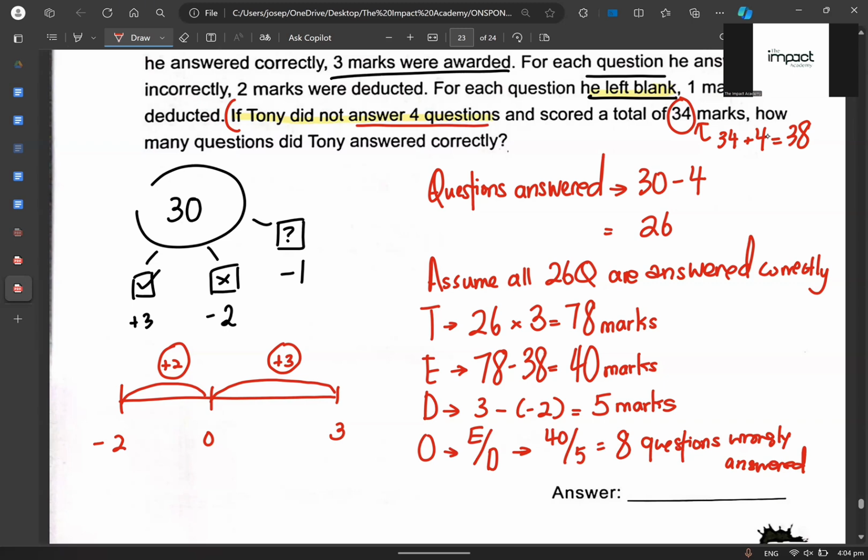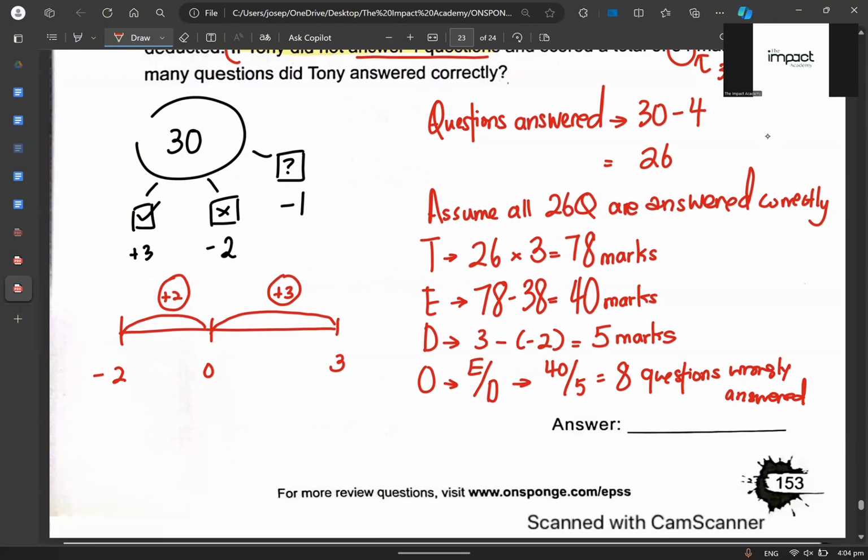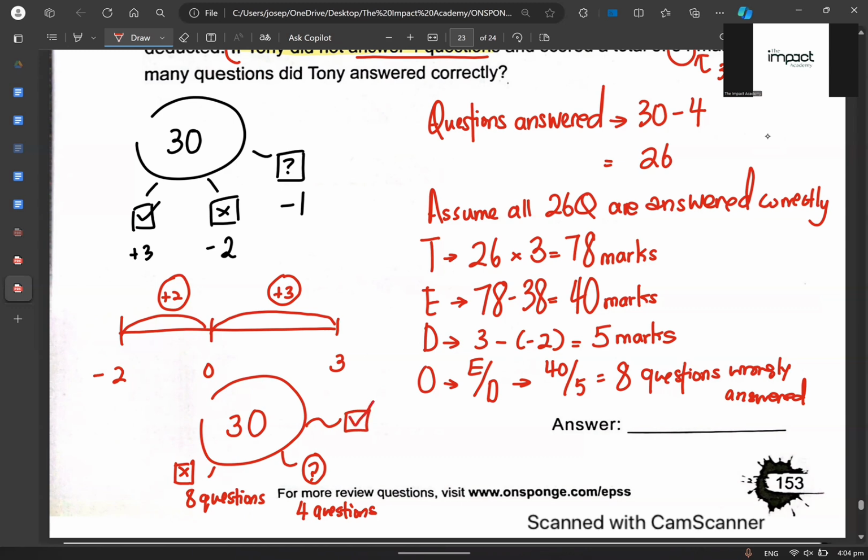Now last but not least, you want to check, of course. Remember I have 30 questions. So if 8 questions are wrongly answered, let me just write down over here, 8 questions are wrongly answered. How many questions I leave blank? You remember? 4 questions left blank, right? So if 4 questions left blank, how many really truly answered and is correct? As you can see over here, it has to be 30 minus 8 minus 4. That gives me how much? 18. Very good. So therefore, 18 questions are answered correctly, and your answer for this question has to be 18.